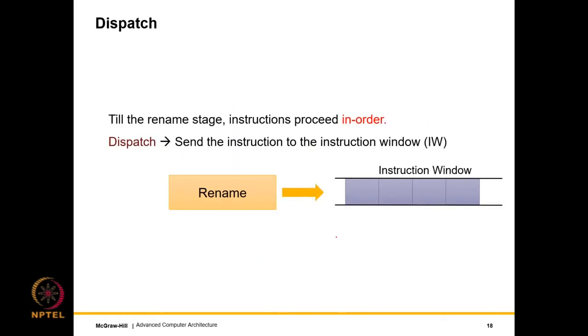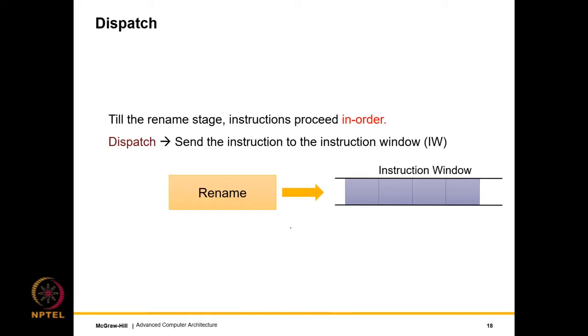So let us look at the first stage, which is the dispatch stage, and then we will introduce the other stages. First a high level view, and then we shall get into the details. Until the rename stage, instructions proceed in order, in program order. After that, they are entered into the instruction window. This also happens in program order because the input of renaming is in program order, the output is also in program order, and the instructions are entered into the instruction window from the rename stage.